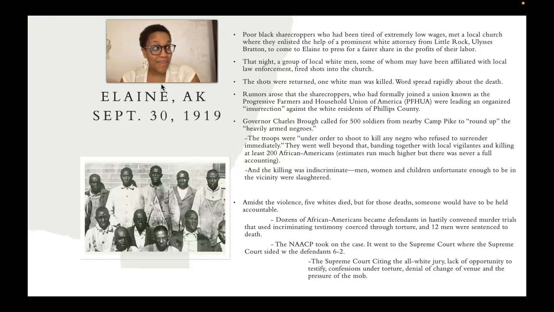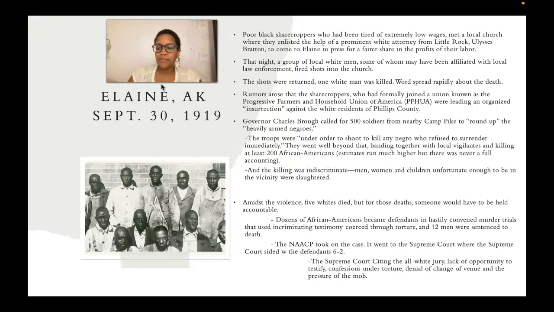And also black people being held accountable for those deaths, whether they committed them or not, right? And so we see dozens of African Americans becoming defendants in a really hastily convened and shoddily convened trial, torturing and coercing people into incriminating testimony. And 12 of these men were sentenced to death. Mind you, this case took like moments to deliberate.